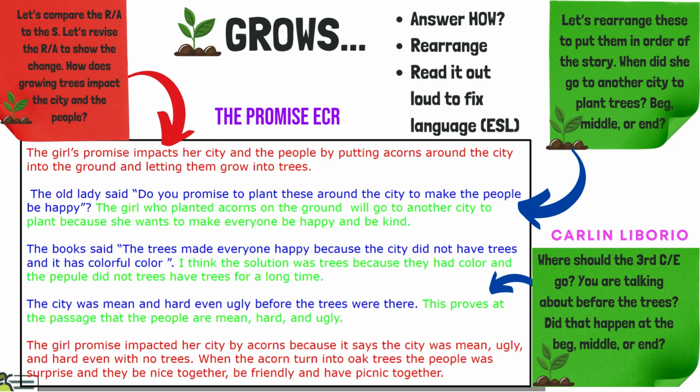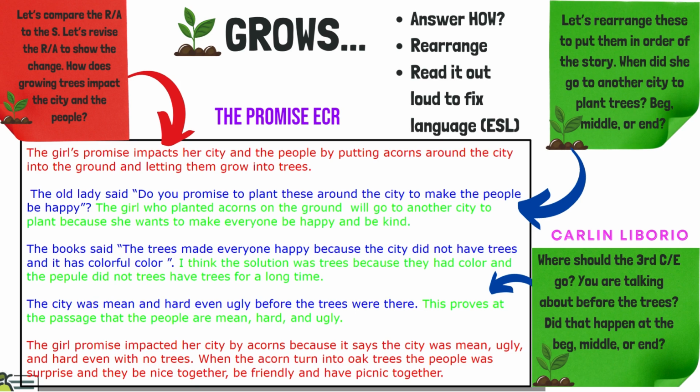And they could also work on the explain. So let's look at this third one where they said the city was mean, hard, and ugly. This proves that the people are mean, hard, and ugly. Now you basically just said the same exact thing for your explain. So I would say to the student, can you think of a different way of saying that? What does that prove? If the city is mean, hard, and ugly before the trees were there, how can you explain what the trees did?